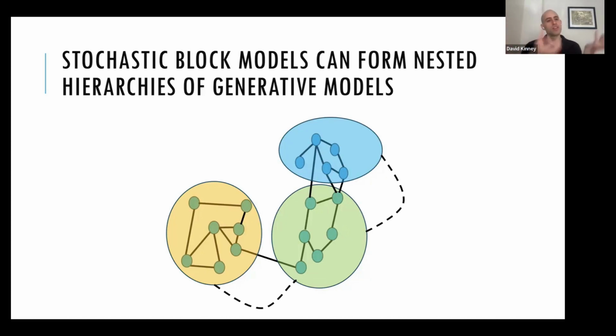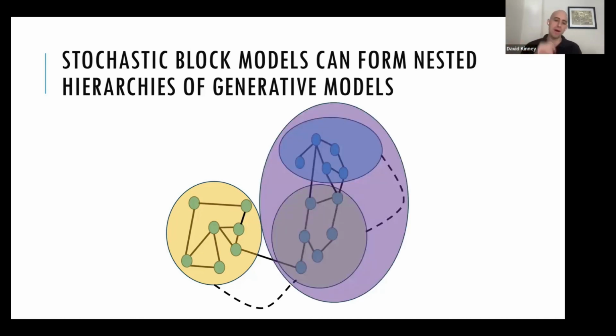But then we can say, okay, let's say we wanted to learn a community structure, a sort of generative model for this higher level, more abstract graph. Well, we can do that by putting the green node and the blue node into a single further community called the purple node, which now encompasses both of those communities. And we'll say there's a single edge connecting these two communities.